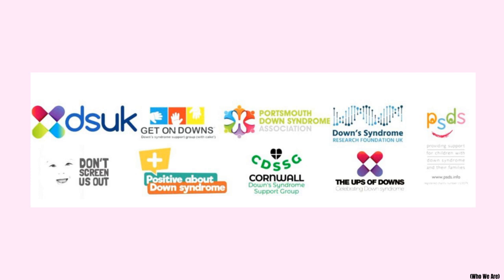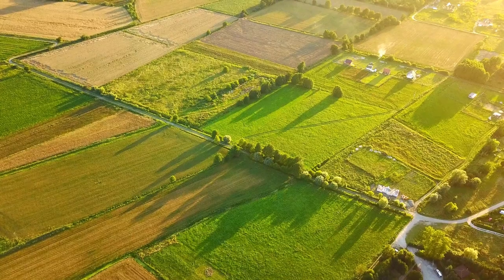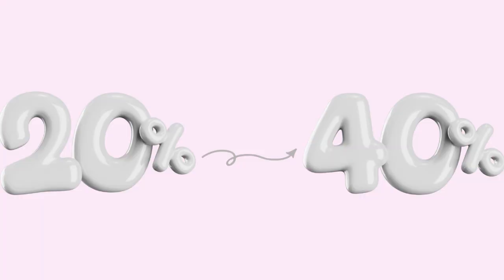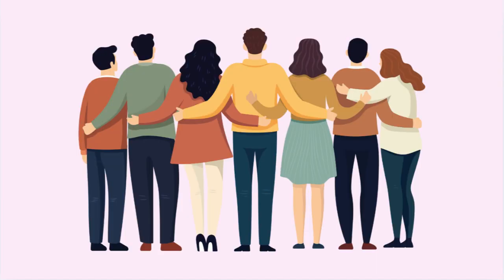Down syndrome support. Organizations like DS Connect and others provide resources for families, but many individuals with disabilities lack access to support groups, especially in rural areas. Only 20 to 40% of disabled individuals have consistent access to support groups, highlighting the need for advocacy and improved resources.